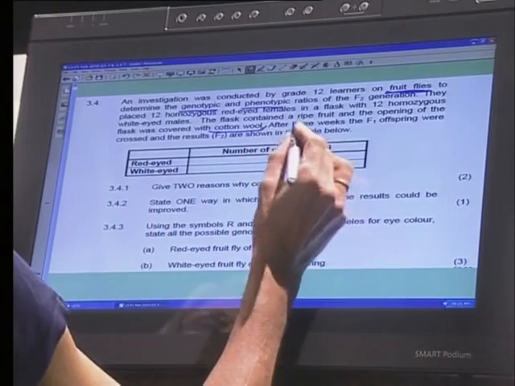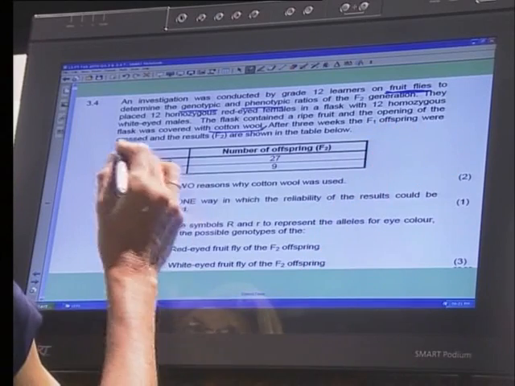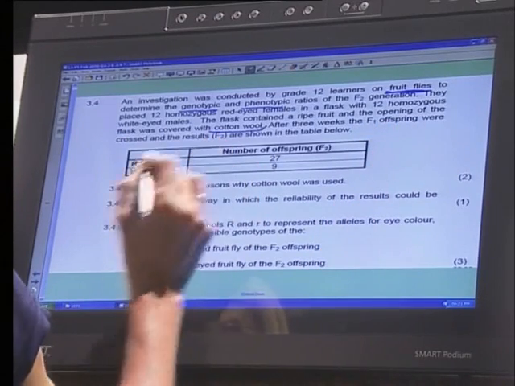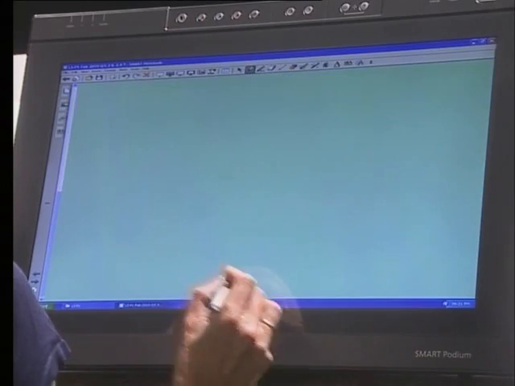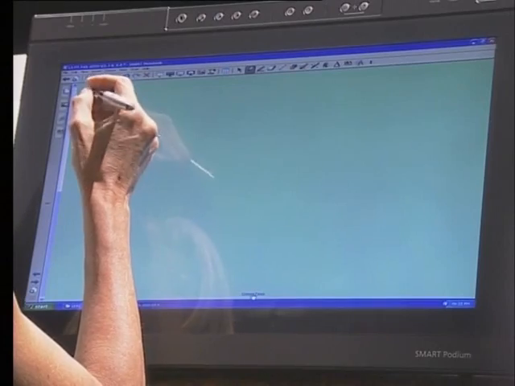After 3 weeks, the F1 offspring were crossed, and the results are F2. Now, you know what? I want to show all of you this. In the life science that you do, there are only ever 4 possible crosses. Ever. So write these down. Cross number 1.